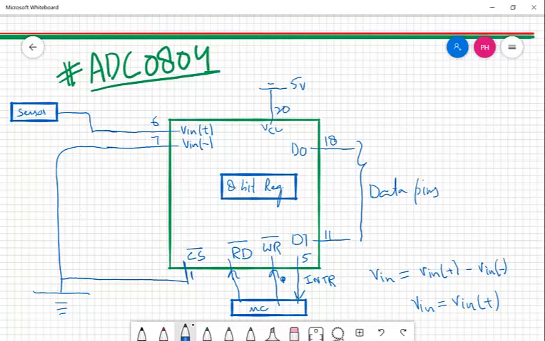After that, the microcontroller will come to know that the conversion has finished and data is lying in the internal 8-bit register. It will send a high to low pulse on the read pin so that the data lying in the internal 8-bit register will be transferred to these data pins, pin number 11 to 18.